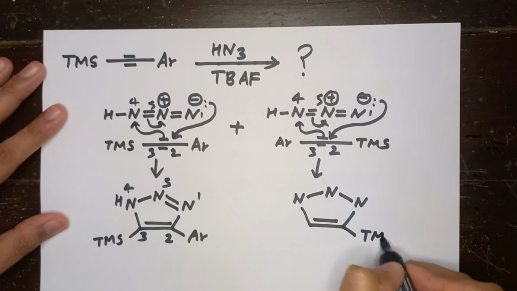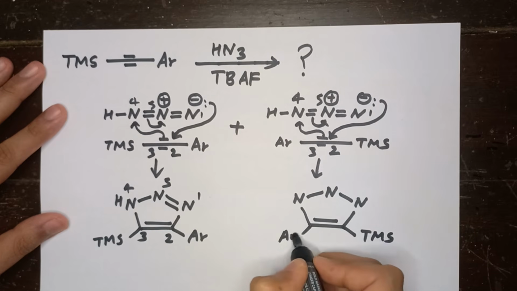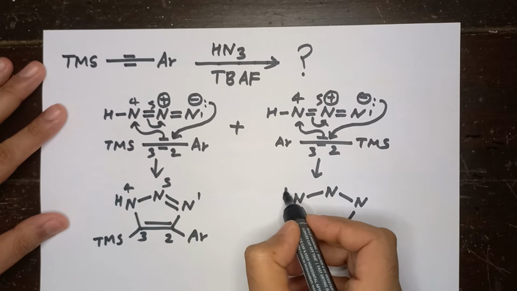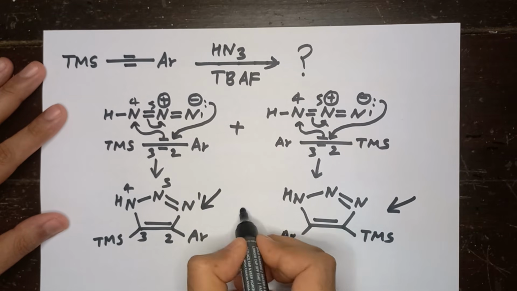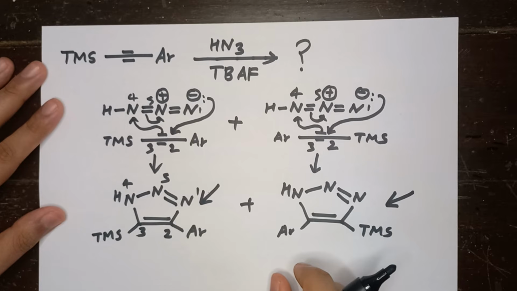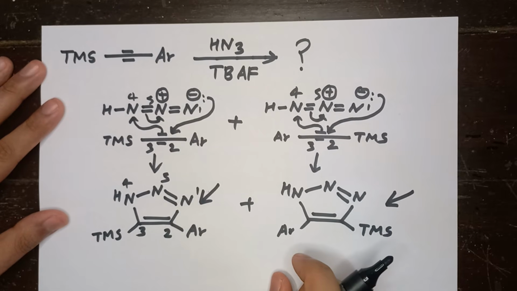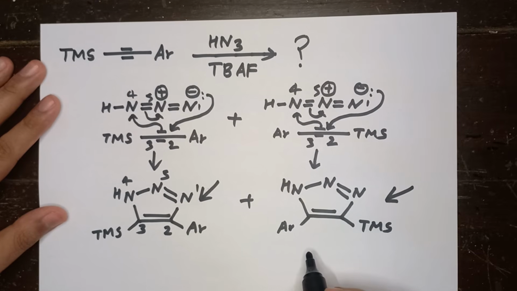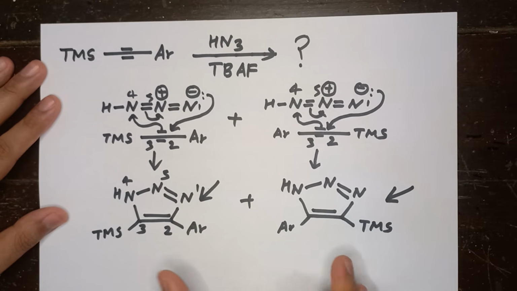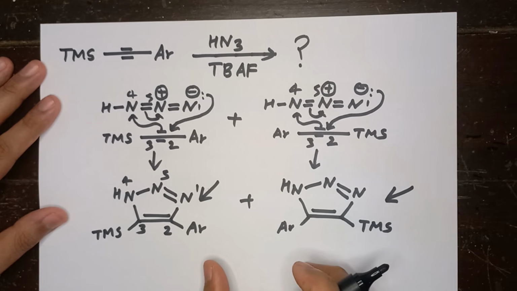This time TMS will be here and AR will be here because we did a 180-degree flip. So this is the other possible product. In this case, both products can be 50-50 because we have no sort of comparison, since this nitrogen simply contains the hydrogen group. So it's possible that both of them form 50-50%.